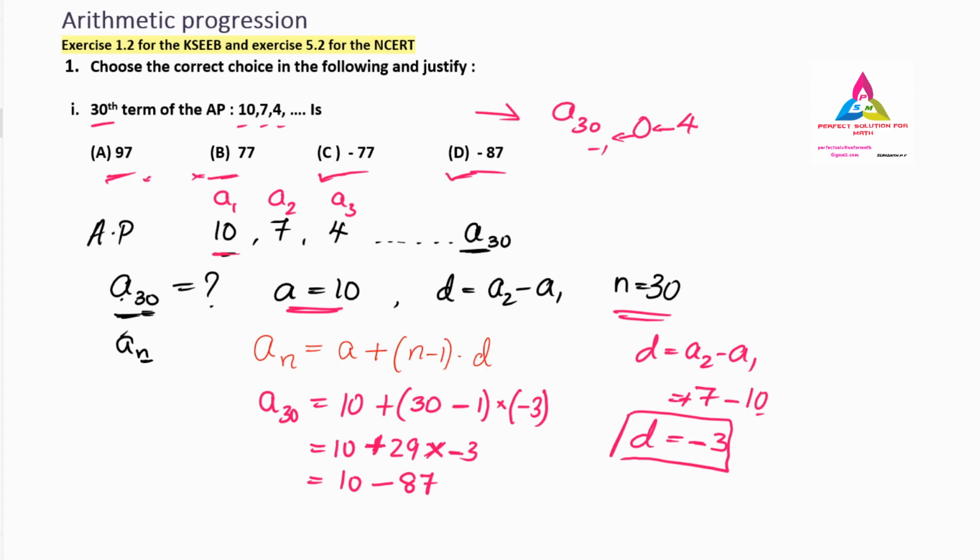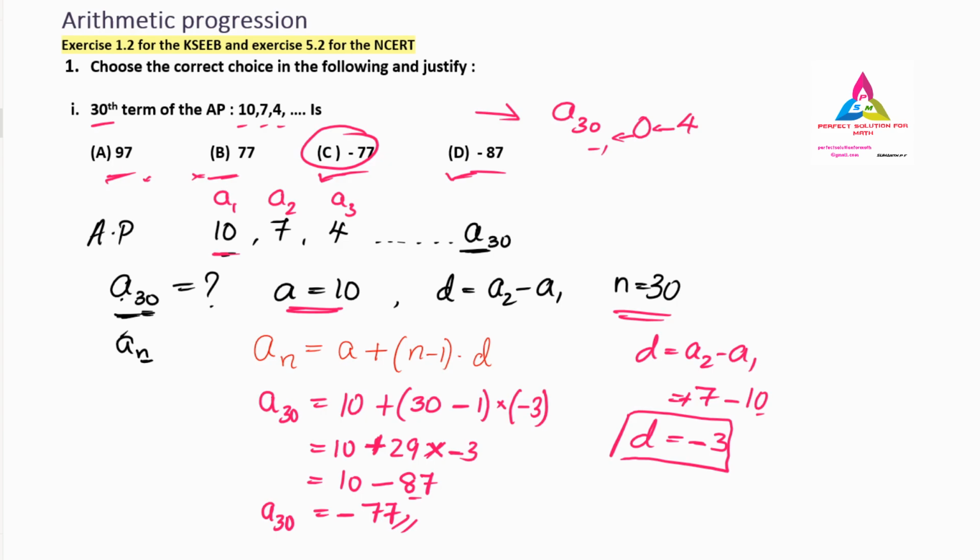So we got 10 minus 87. I already told you to see the biggest number. The biggest number is 87, having the negative sign, so you have to put the negative sign. Then we subtract 87 and 10, so we will get 77. So the 30th term of the AP is nothing but minus 77. In the options, C is the correct answer.